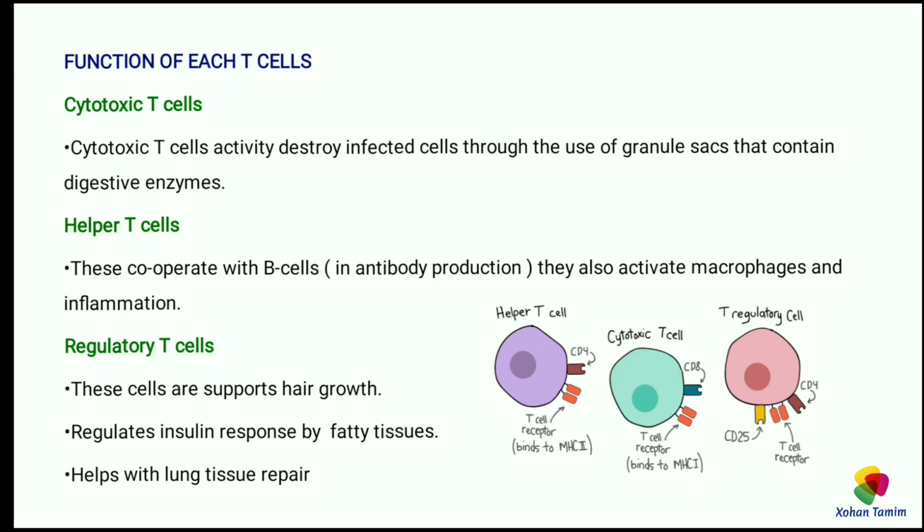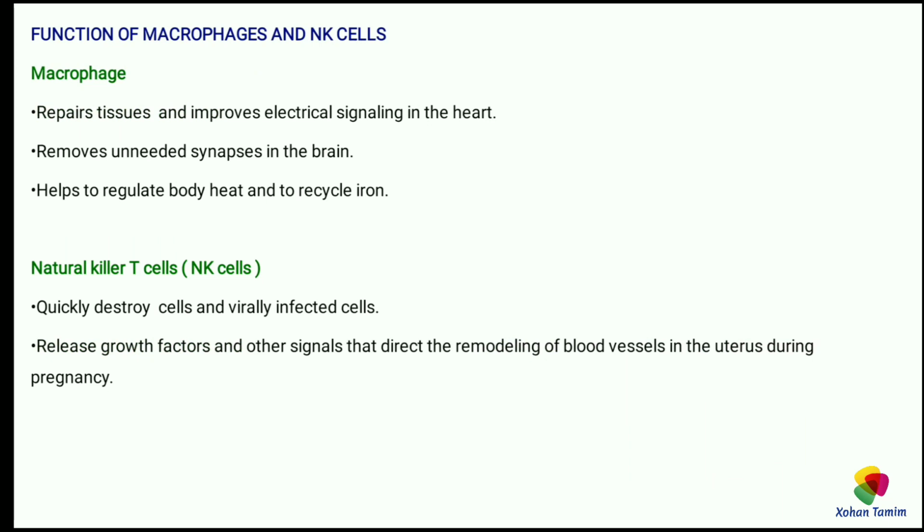Cytotoxic T-cell activity destroys infected cells through the use of granule sacs that contain digestive enzymes. Helper T-cells cooperate with B cells. They also activate macrophage and inflammation. Regulatory T-cells support hair growth, regulate insulin response by fatty tissues, and help with lung tissue repair. Here are the diagrams of helper T-cell, cytotoxic T-cell and regulatory T-cell.